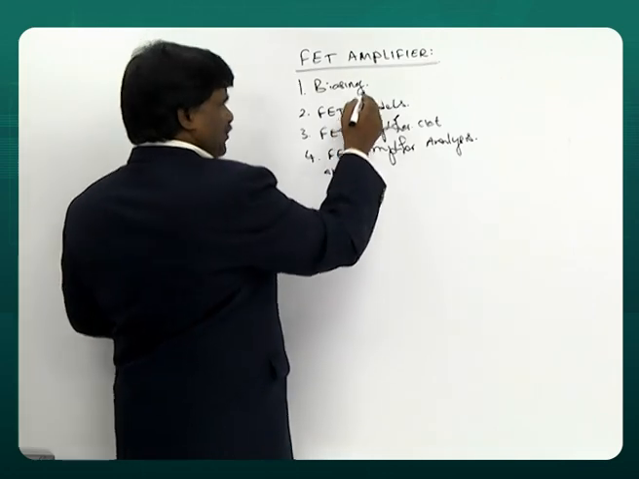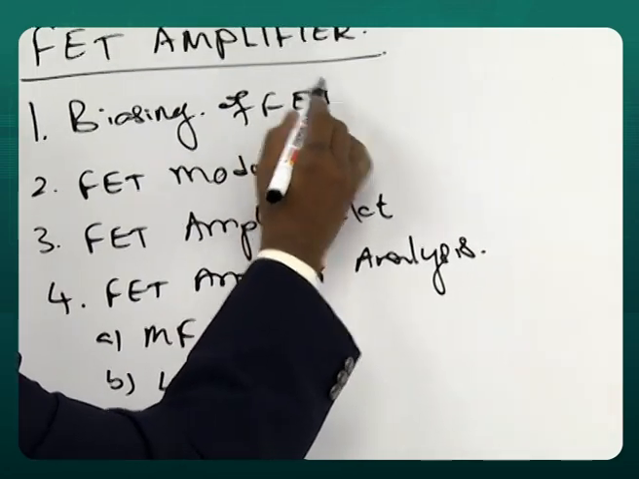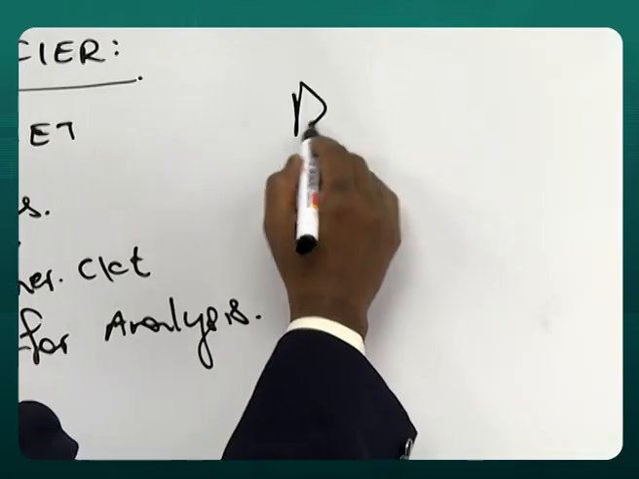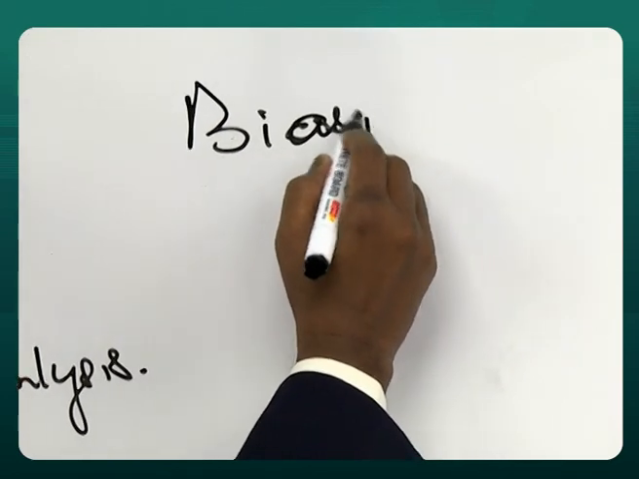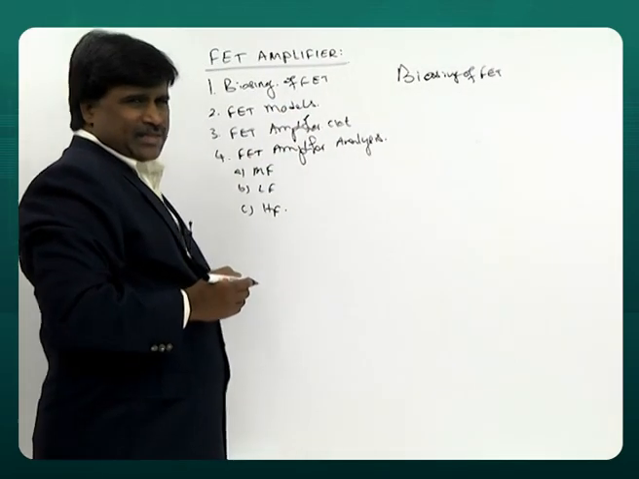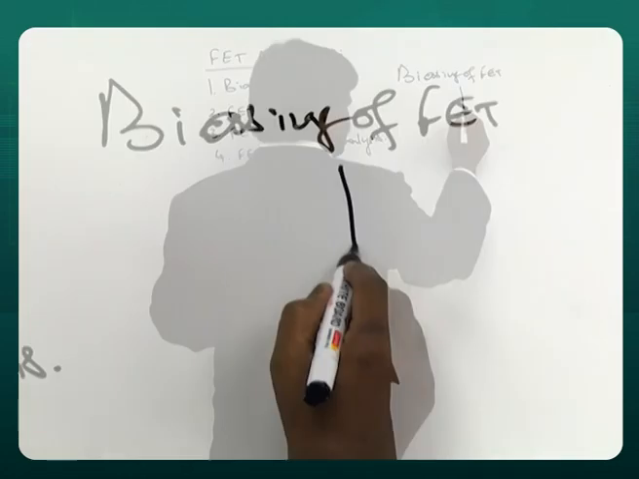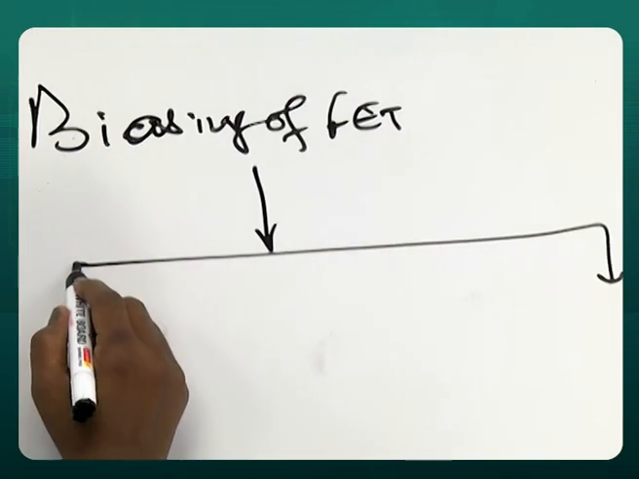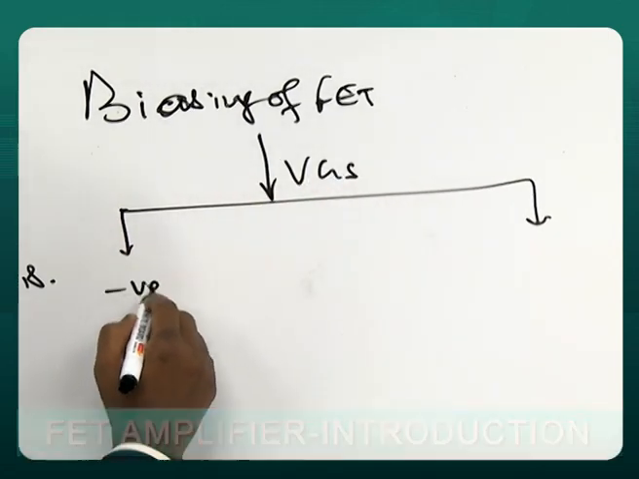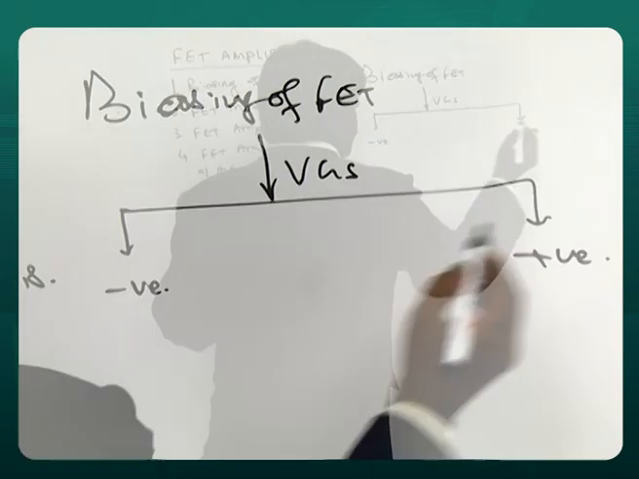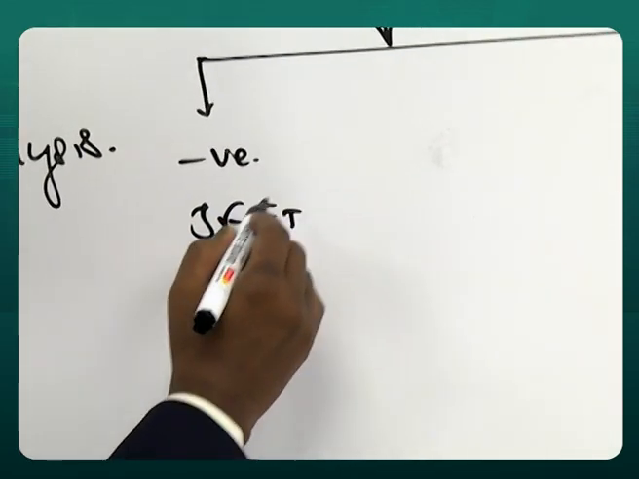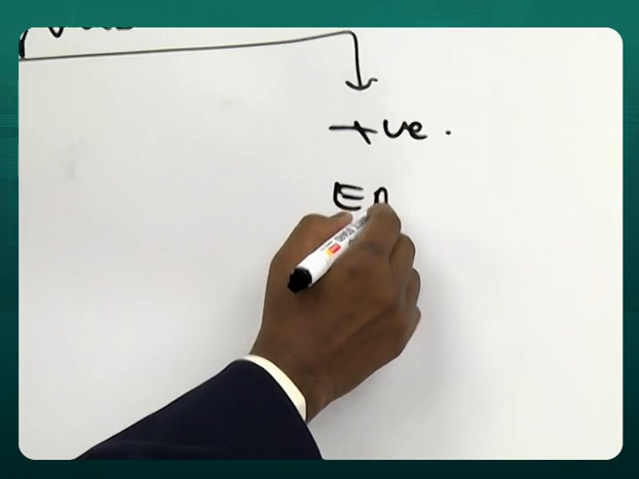This is called biasing of FET. So first let us go to biasing of FET. When I see biasing of a FET, we have VGS, particularly negative or positive. Negative for JFET, positive for enhancement MOSFET.